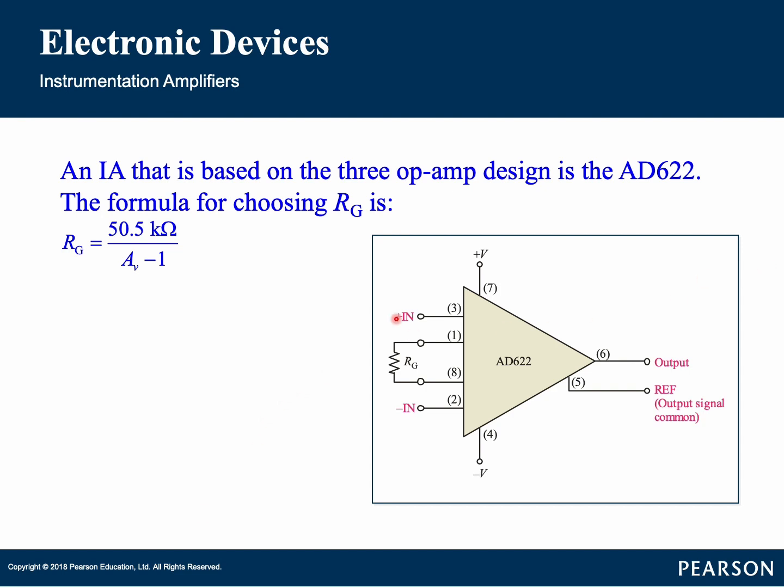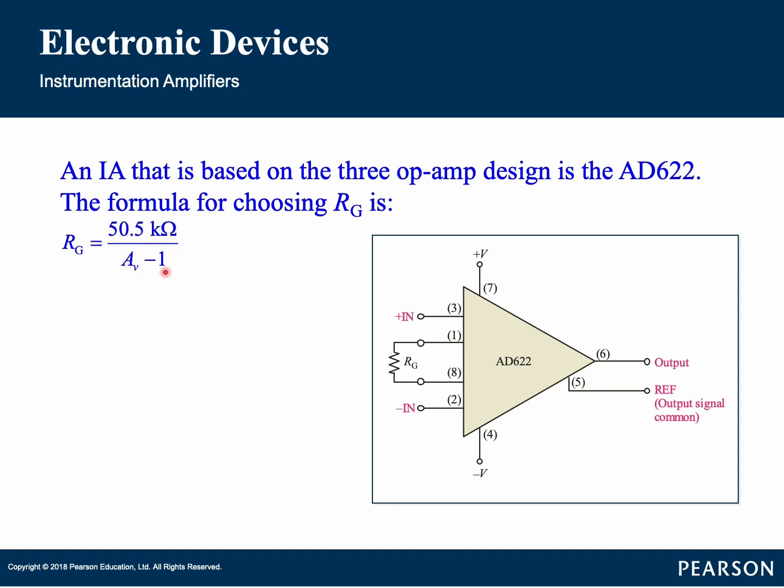Now that you have the basic idea on how an instrumentation amplifier works, let's look at a specific device. A representative device this time is the AD622. This instrumentation amplifier is based on the 3 op-amp design that was shown before. For the AD622, an external resistor must be used to achieve a voltage gain greater than unity. Resistor RG is connected between the RG terminals, which is between pin 1 and pin number 8. RG is selected for the desired gain based on the following formula, which is RG is equal to 50.5 kilo ohm divided by AV minus 1.